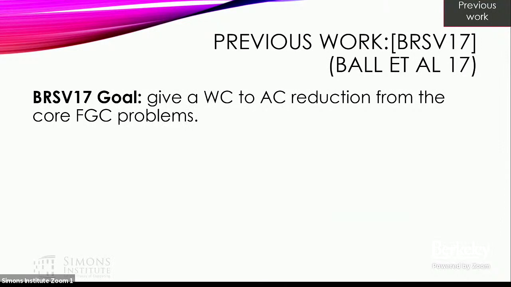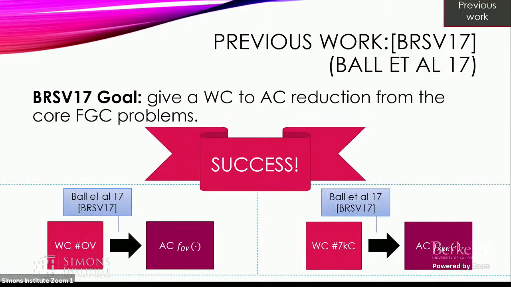So in comes Volatile, BRSV 17. And their goal is they want to give a worst case to average case reduction from some of these really fun fine-grained problems that we care about. And they totally succeed. They're able to start from this orthogonal vectors problem that I described. In fact, even the counting version, so more plausibly hard, right? It's not just that you need to tell me if there is or isn't, but in fact, how many you have. So that can only be harder. And they're able to show that if this counting version of orthogonal vectors is hard, then computing this function F_OV is hard. And they're also able to show for the zero k-clique problem that I mentioned that computing this function F_zero-k-clique is hard.